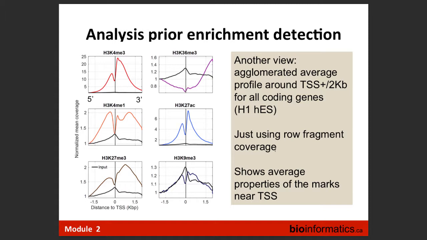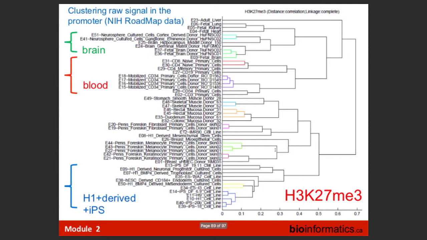So you see different profiles. What is interesting, the black is input at the TSS. You remember what I said. We have a peak in input at the TSS, and this is just because of nucleosomes missing there, and we have easy sonication. So I'm more or less done.